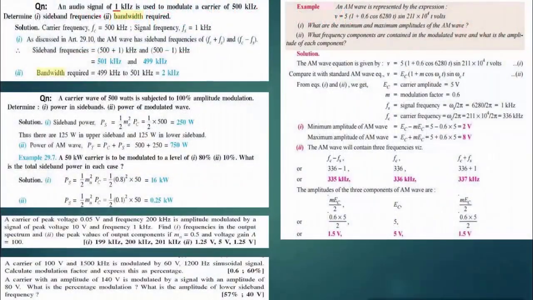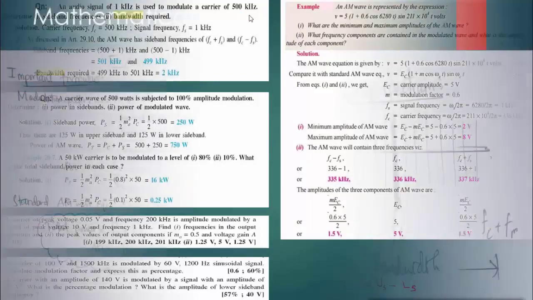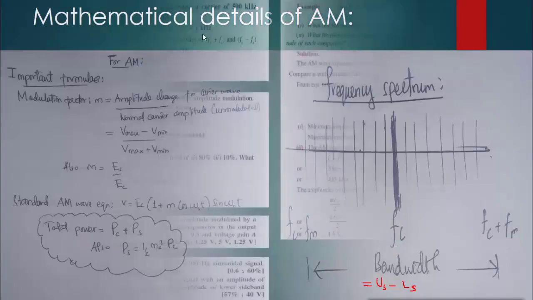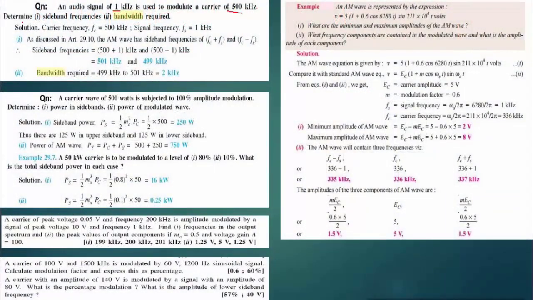So we have an audio signal of 1 kilohertz used to modulate a carrier wave of 500 kilohertz. So that's the carrier frequency FC, as presented here in the frequency spectrum. The FC they are speaking of is this 500 kilohertz.